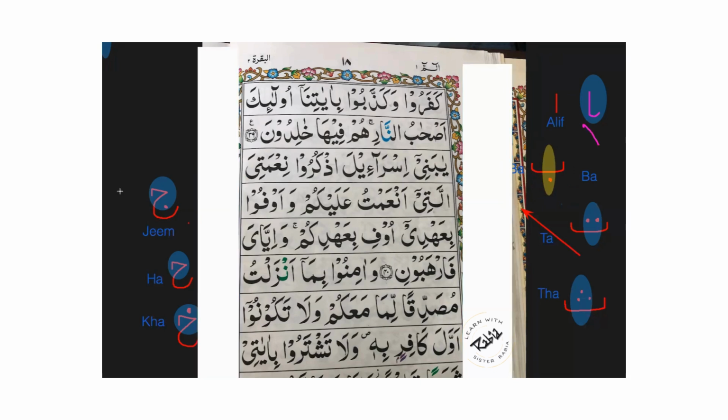Okay, let's go. This time let's use the bouncy ball. Okay, this is the bouncy ball. Let's go like this. We need Ba. Bounce, bounce, bounce, bounce. What's this? Ba. Good job.